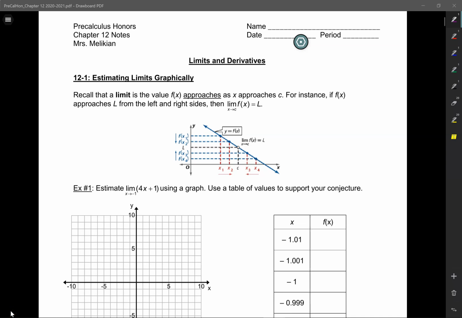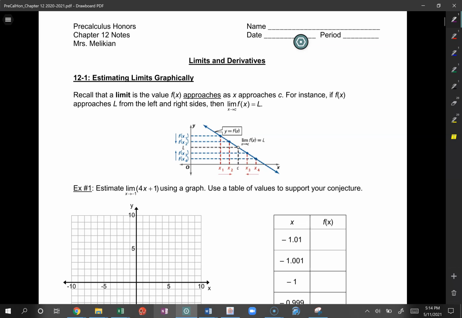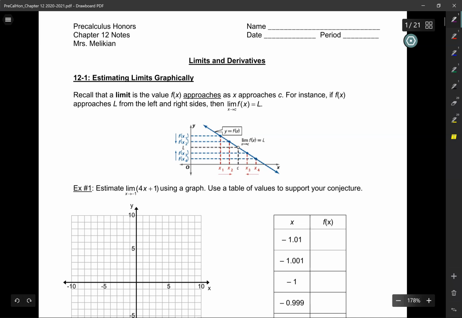Hey guys, today we're going to be talking about limits. Again, we've talked about limits at the beginning of the year. We're going to revisit them having calculus in mind. All right, so let's just talk about what a limit was.